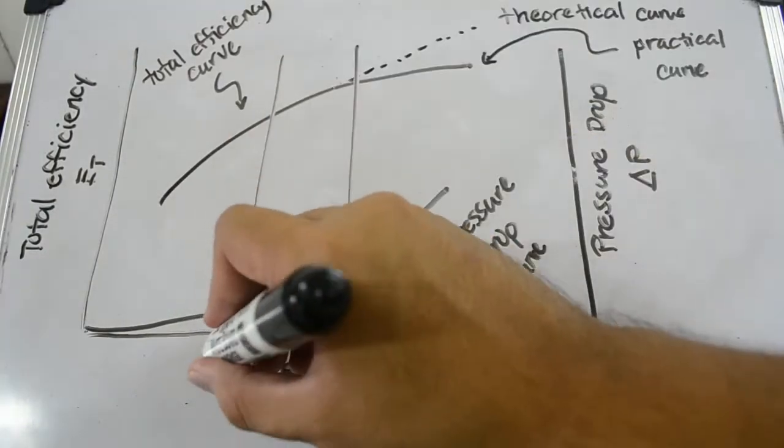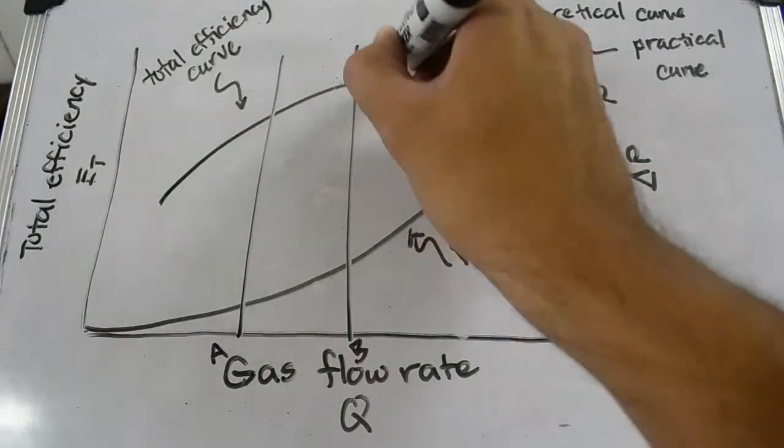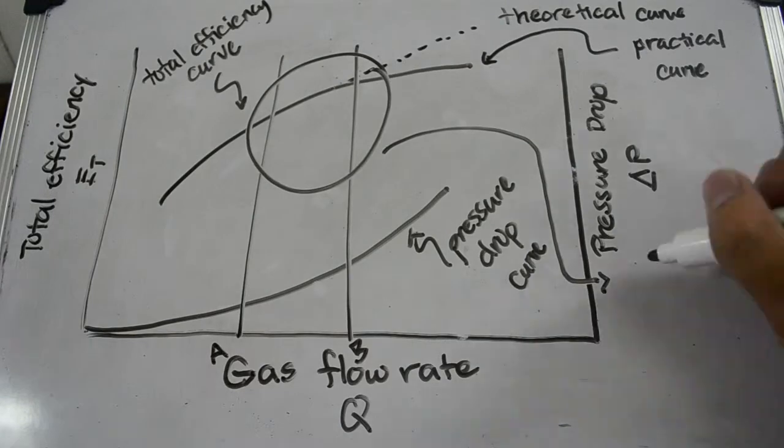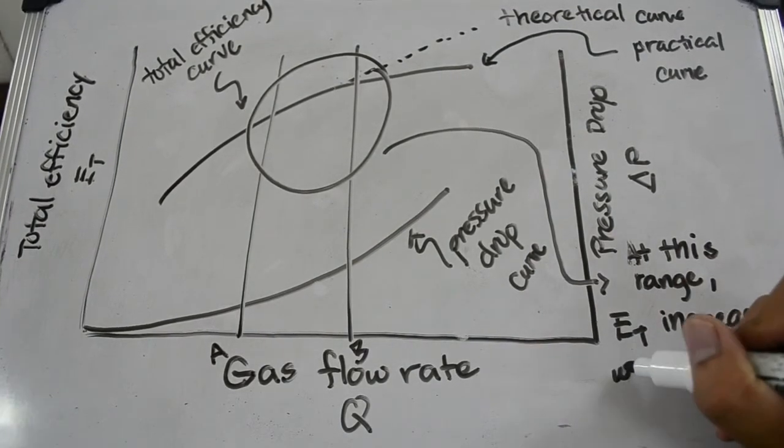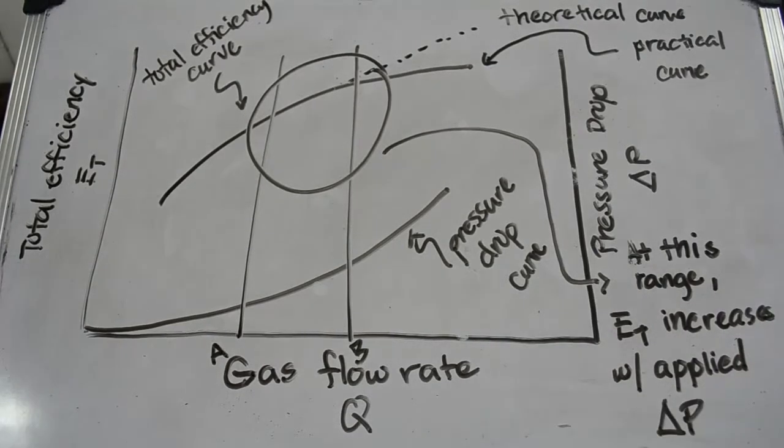Optimum operation is achieved somewhere between points A and B, where maximum total separation efficiency is achieved with reasonable pressure loss and hence reasonable power consumption. The position of point B changes only slightly for different dusts.